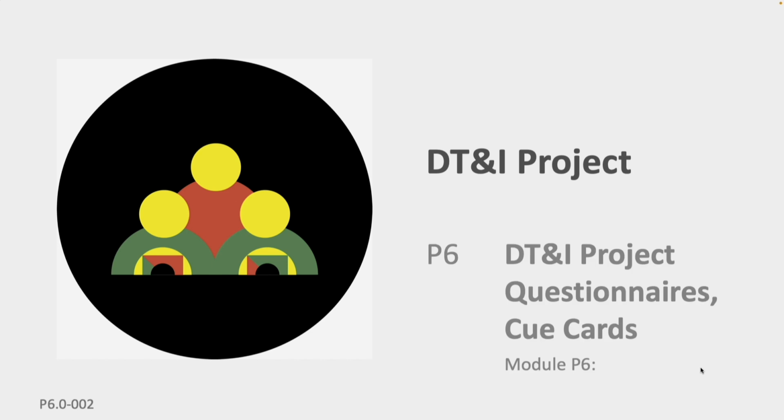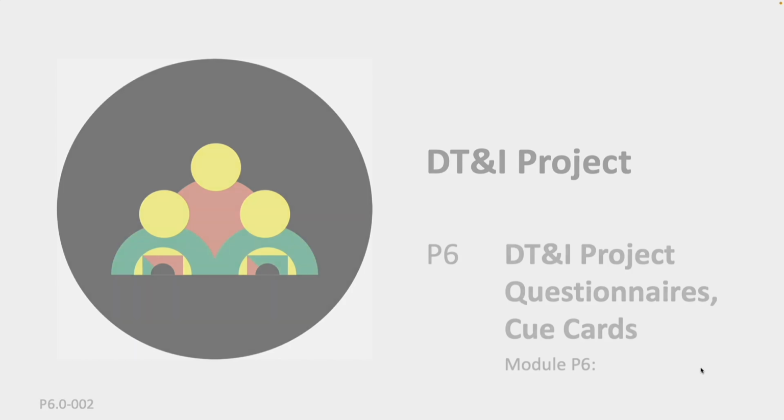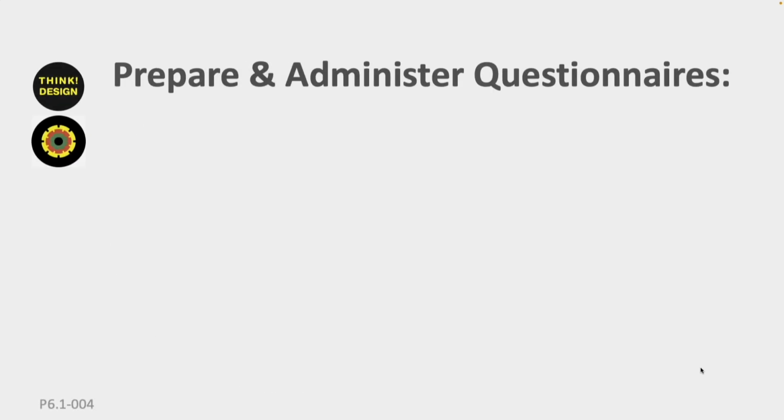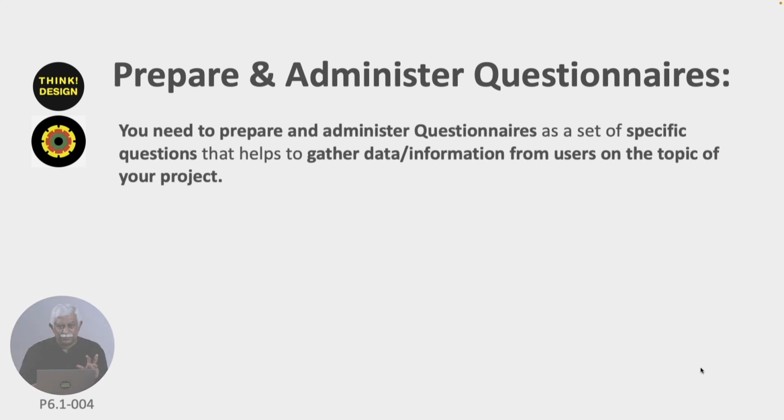So if you remember, we did questionnaires and cue cards. So let's try to apply it to the project that you are trying to do. Okay, it's still part of the primary research. So you need to prepare and administer the questionnaire. Okay, so there are two ways of doing it. First you need to prepare the questionnaire, make a set of questions that will help gather some more data on your subject, especially that data that you've not been able to collate from the secondary research.